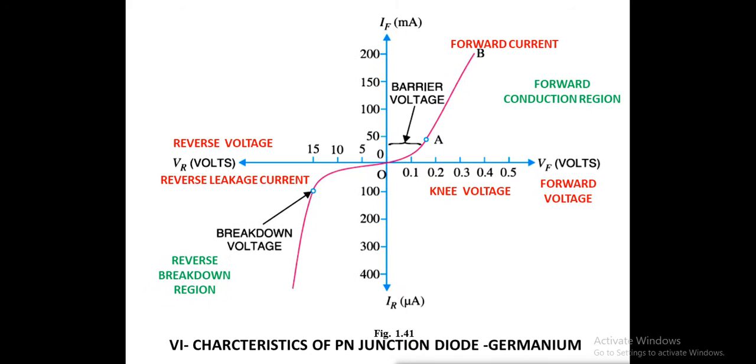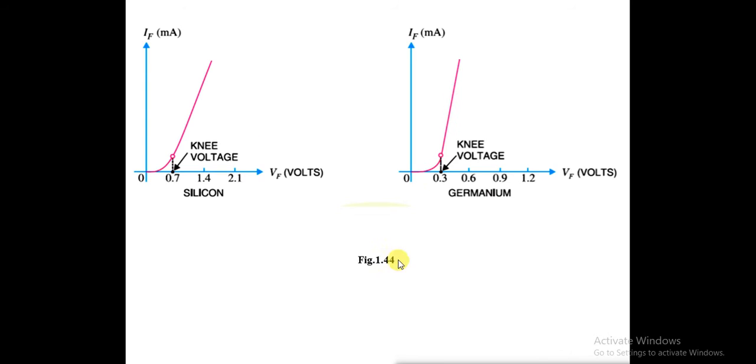The diagram is similar for germanium also, the only difference being that the knee voltage is around 0.3 volts. That means the barrier voltage is 0.3 volts, and after 0.3 volts a large forward current will flow. We will compare both the diagrams, for germanium as well as for silicon. This diagram shows the forward characteristics of the silicon diode as well as the germanium diode.